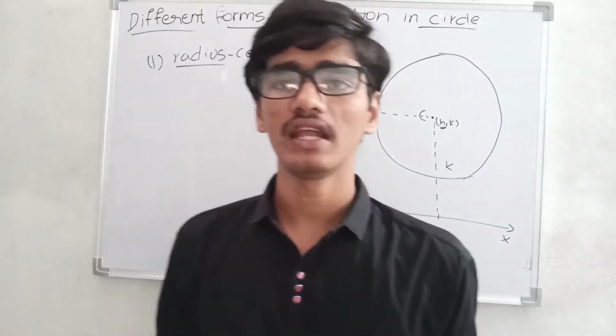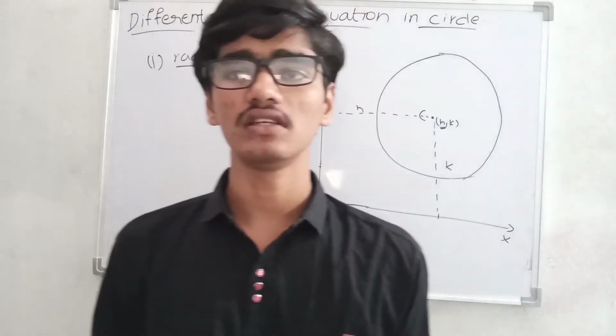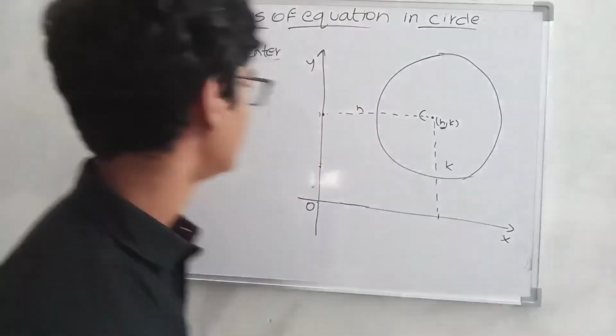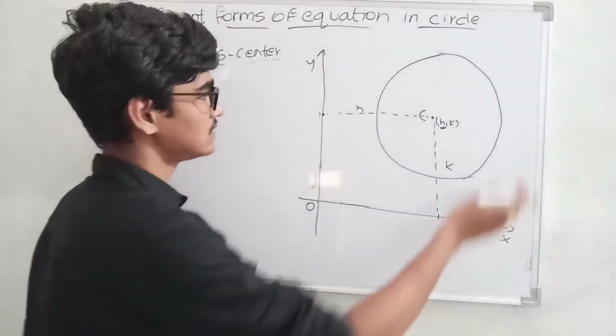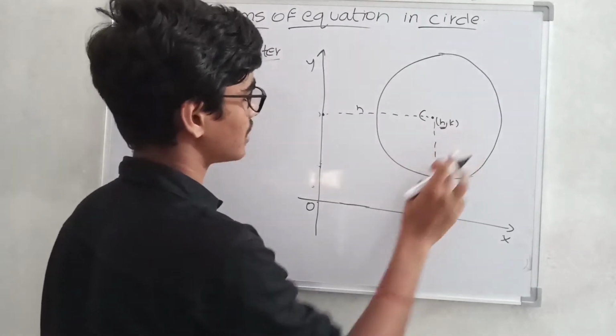Venkat Chaudhary, and here I want to explain different forms of equation of a circle. The first one is the radius center form. Let us consider a circle with center h comma k.